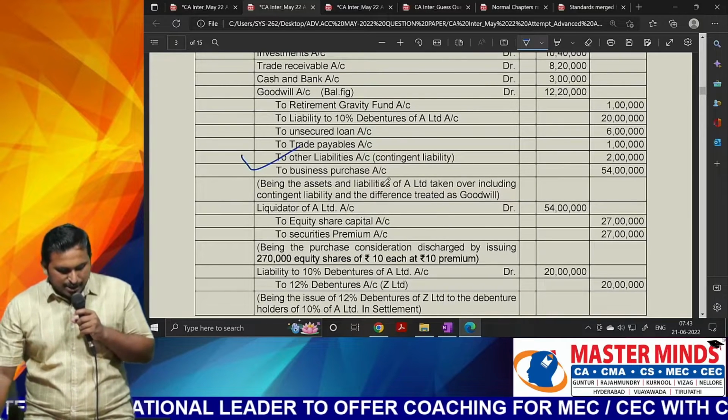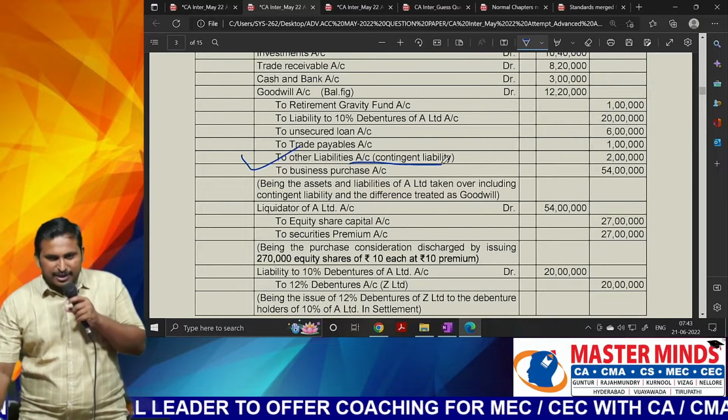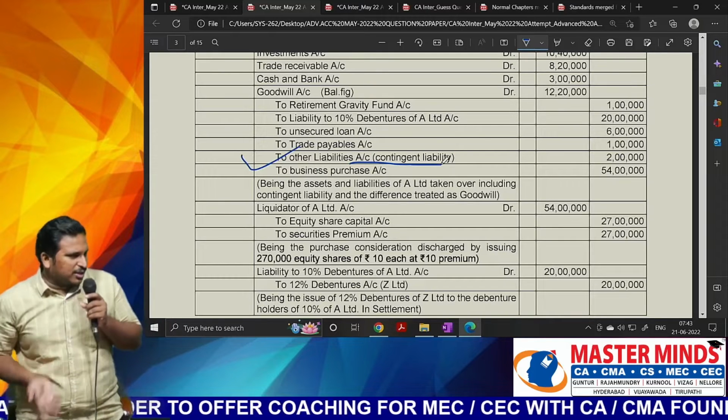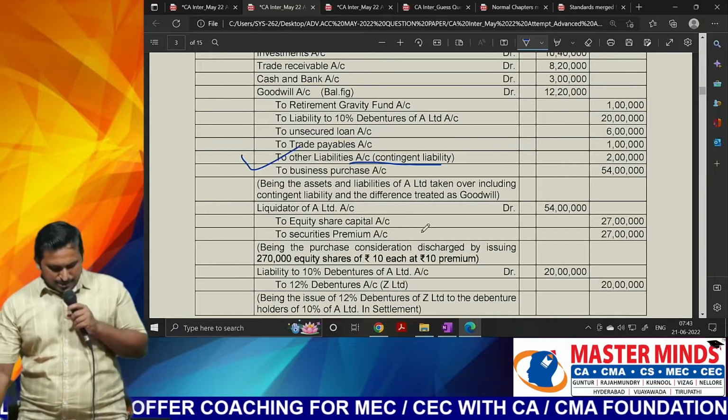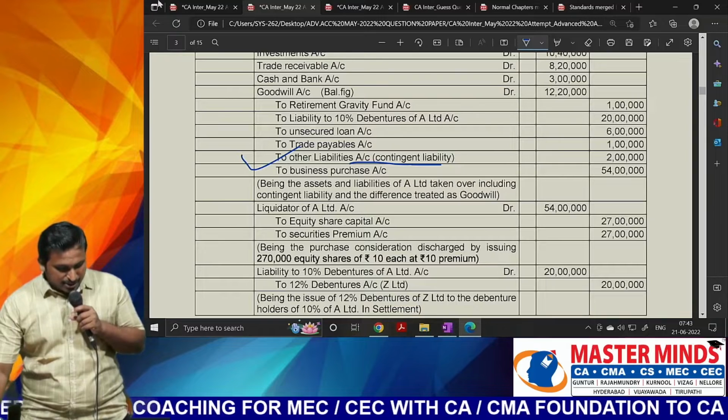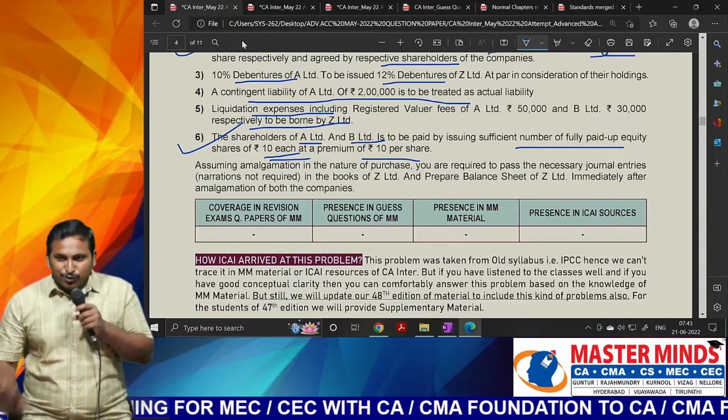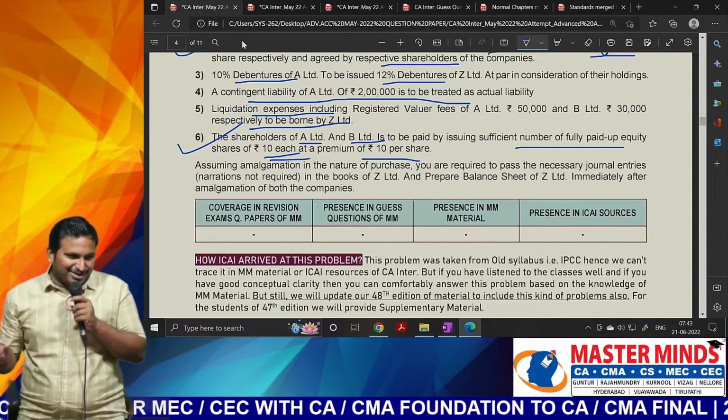Only one point, contingent liability: they are telling us to take it as actual liability. Then you will also consider it in the liability. That's the only thing, sir. But otherwise, the question is really simple. If you are conceptually good, there is no issue, sir.